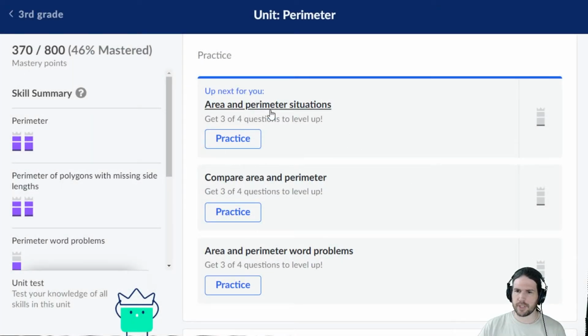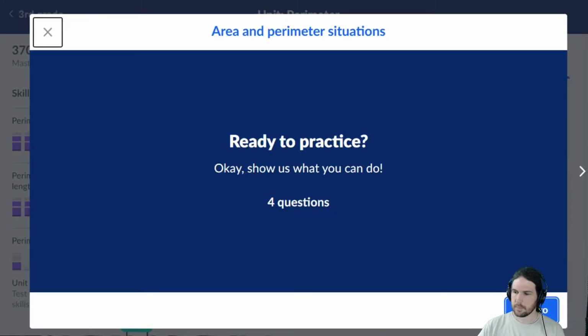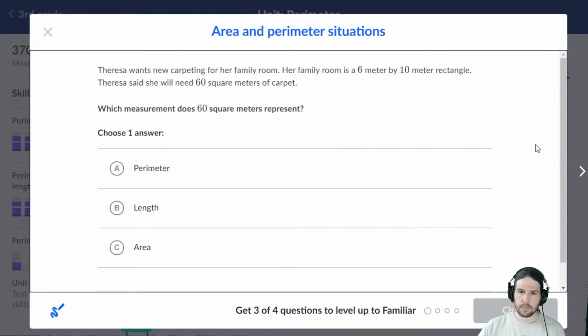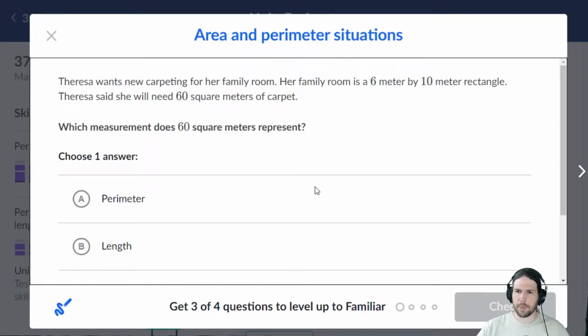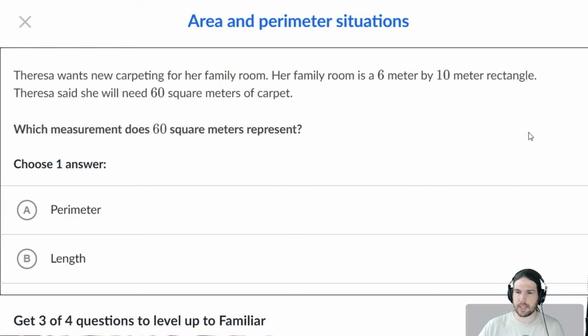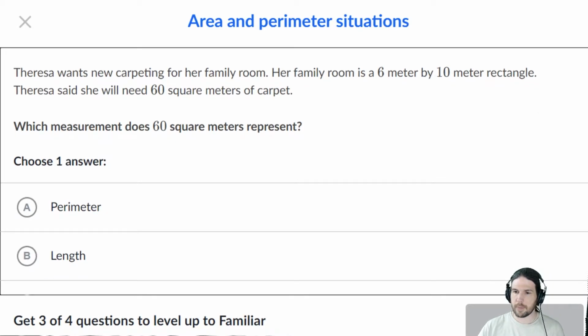Area and perimeter situations. Teresa wants new carpeting for her family room. Hey, I just picked up a new rug myself. Her family room is a 6 meter by 10 meter rectangle. She says she will need 60 square meters of carpet.